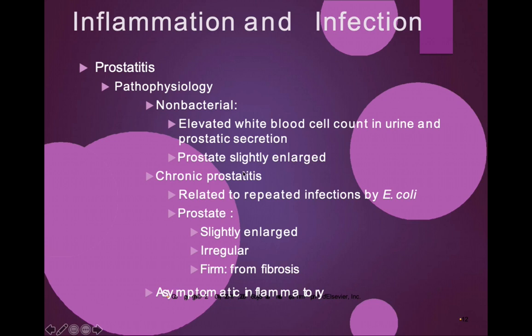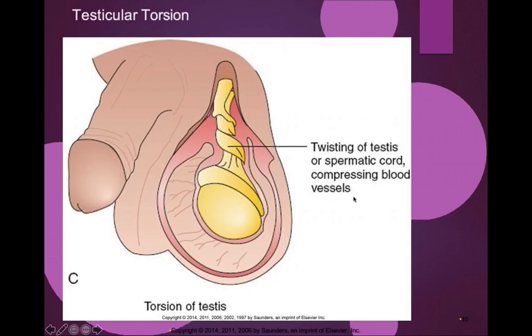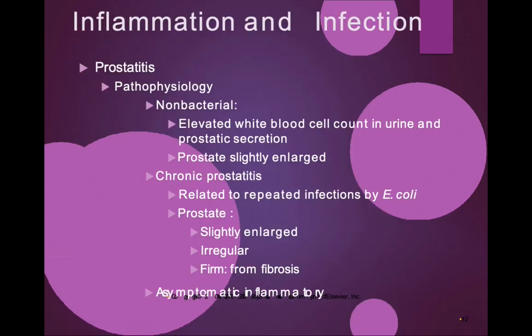Now the chronic prostatitis, this one is related to repeated infections of E. coli. E. coli seems to be the major contributor here, okay? The prostate will be slightly enlarged, it'll be irregular, and it will be firm from fibrosis. Now, in order to detect whether or not it's firm, this is where the physician has to do a digital rectal exam, and the finger has to go in and palpate the lobes of the prostate to determine this. It's asymptomatic in the inflammatory phase of it.